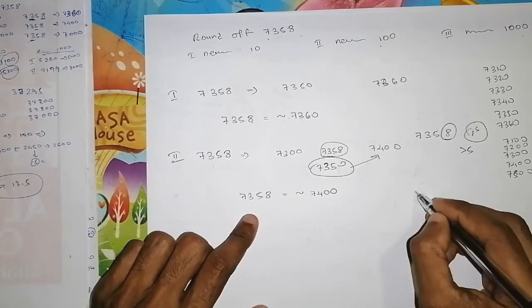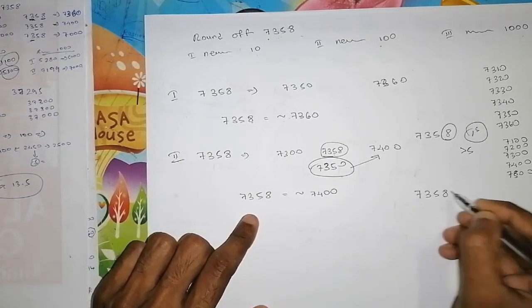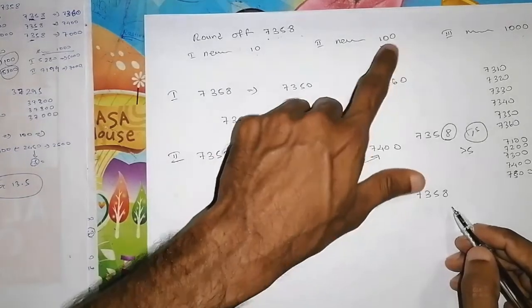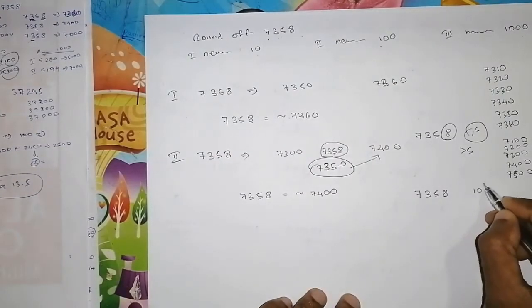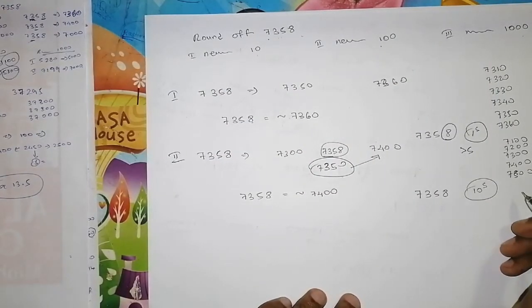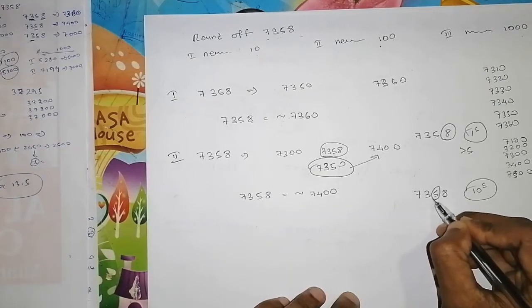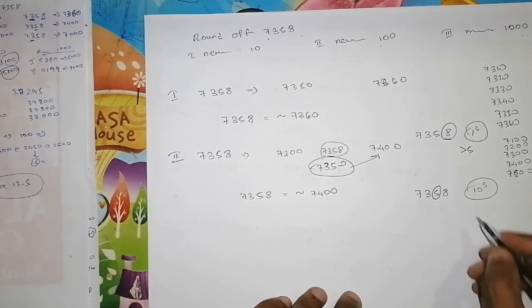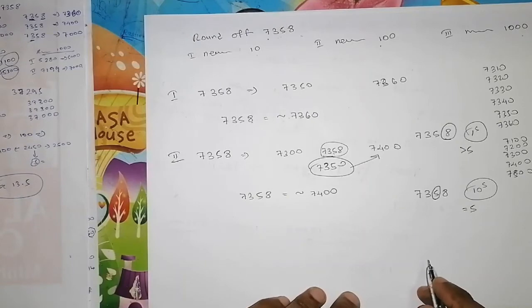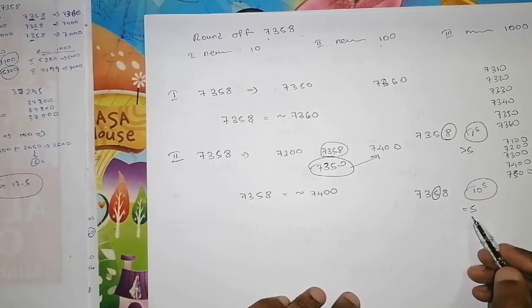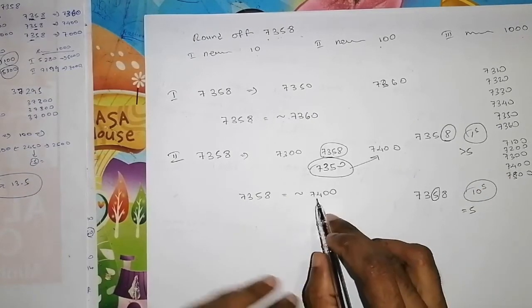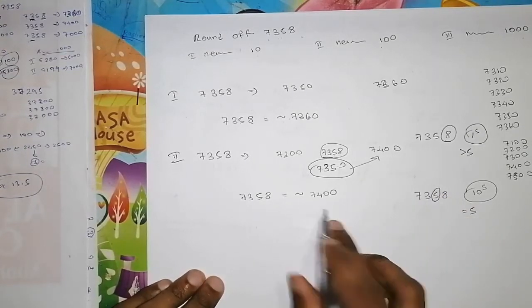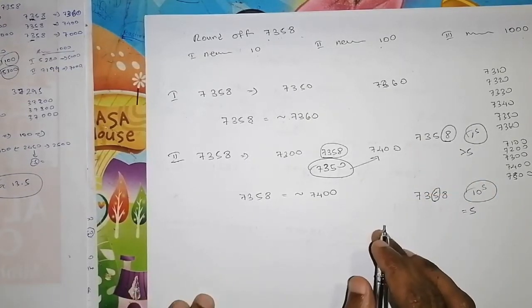In the second method, if you round off 7358 to 100, you should check the tens position. The tens position digit is 5. It is equal to 5. Whether greater than or equal, we take the next. So 7400. In that method also, 7400.